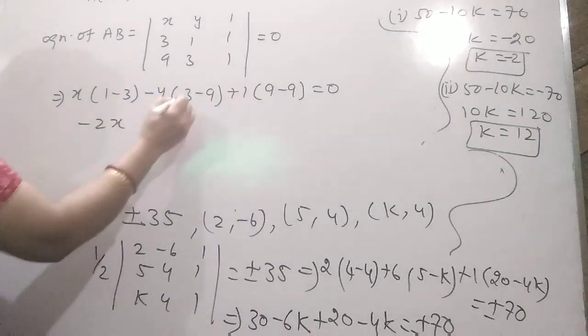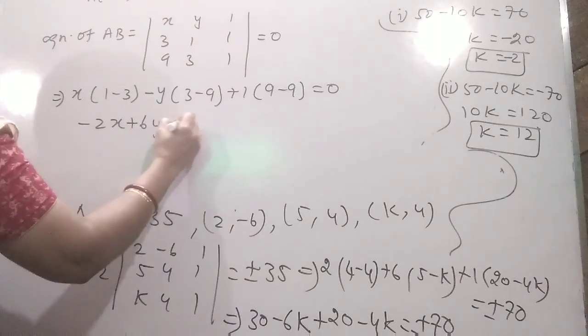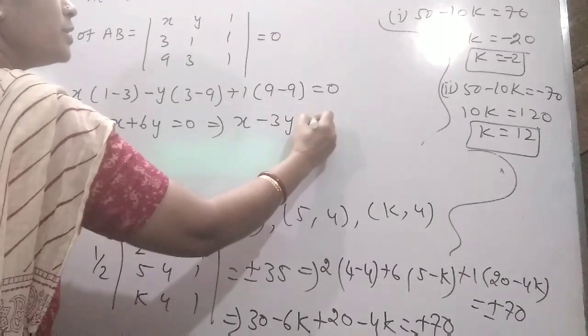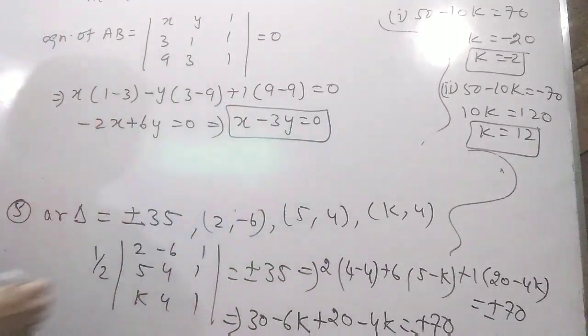Now that is minus 2x plus 6y equal to 0. This implies x minus 3y equal to 0. This is the equation of AB. Like this you have to do the first part as homework.